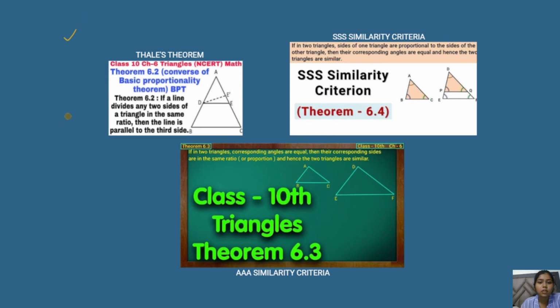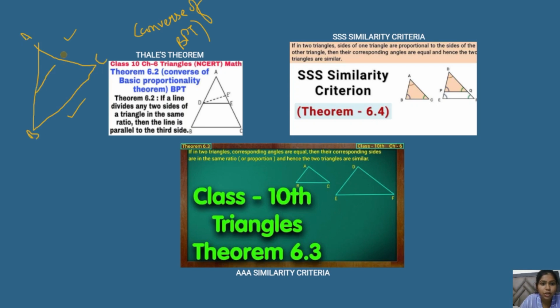Our second theorem is theorem 6.2, that is Thales theorem. This Thales theorem is just another name for the converse of BPT. It means that when a line divides any two sides in an equal ratio, then the line will be parallel. Let's suppose this was triangle ABC. For theorem 6.2, it is given that AD by DB is equal to AE by EC. This is already given, and you have to prove that DE is parallel to BC. I hope that's clear to you.